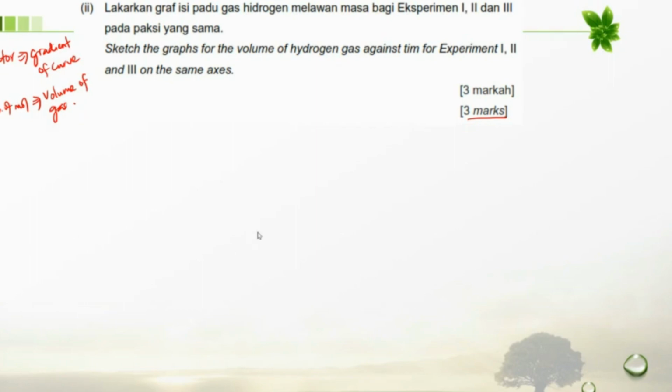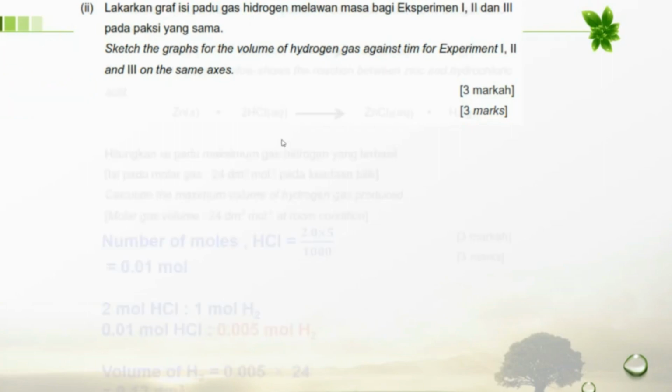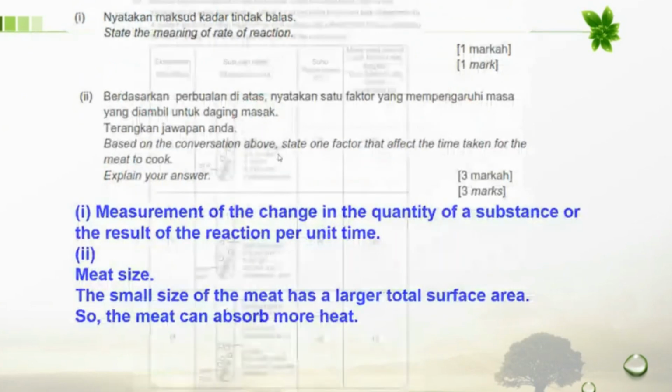Okay, now we check. First we need to see the factor to determine the gradient of the curve. So now we look into this one. Set 3 has the highest rate, meaning that the gradient will be the steepest. Then set 2, then set 1. Now number 2, you need to find whether the volumes are the same or not.